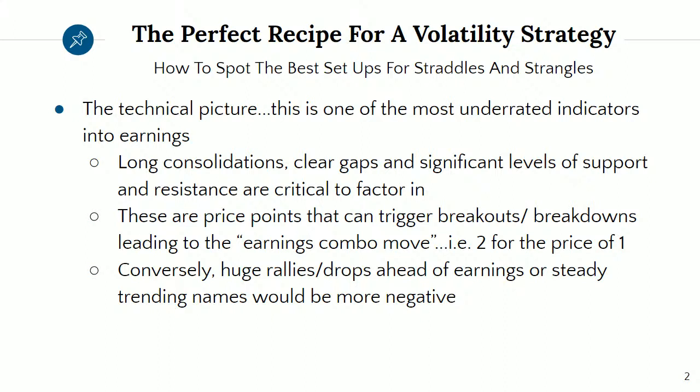So that's why I'm constantly screening for, again, consolidations, gaps, maybe a 52-week high or 52-week low, or maybe through multi-year resistance or multi-year support. These are always on my radar for names that are reporting around earnings, and they factor in whether something sets up well for a volatility strategy or not.